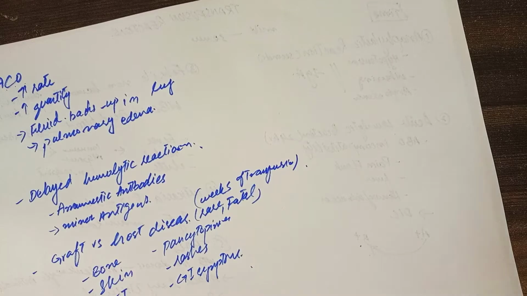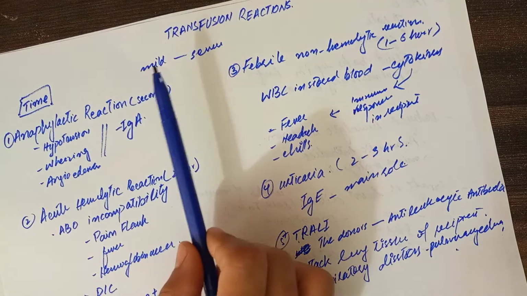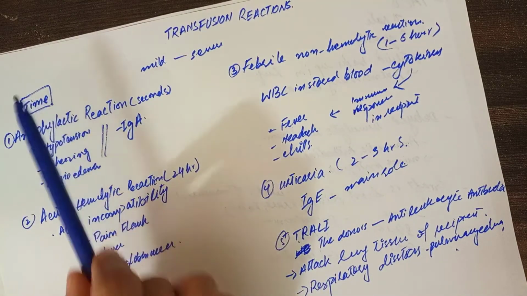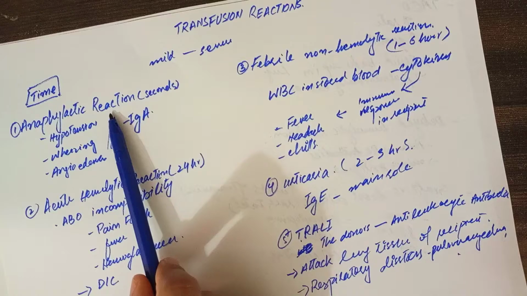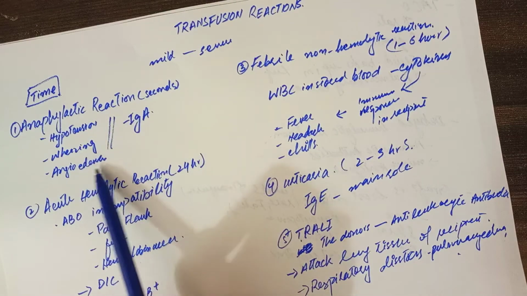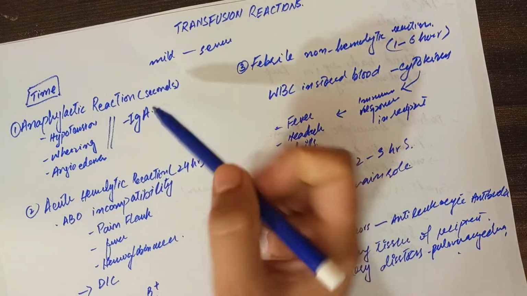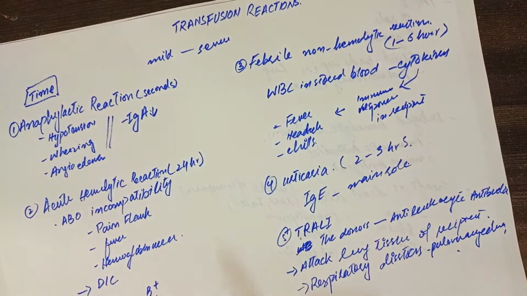So let me revise it briefly for you. The main important thing in transfusion reaction is the time at which a reaction takes place. The first one is the anaphylactic reaction, which takes place within seconds of transfusing the blood. The symptoms are hypotension, wheezing, and angioedema. The reason is reduced IgA level in the recipient's blood.